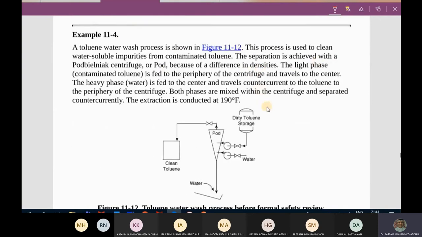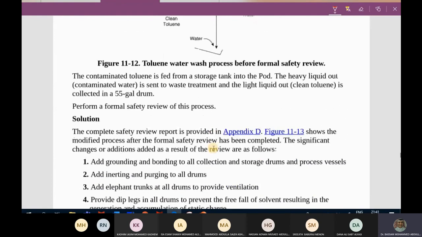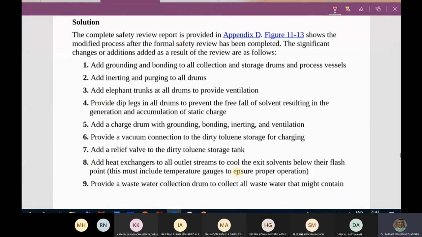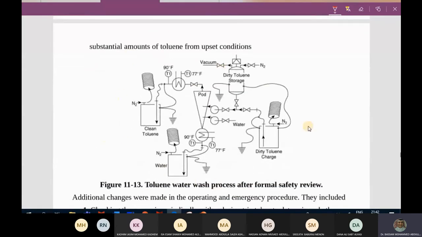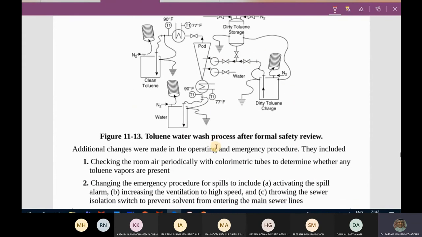Okay, this is another system, of 11.4. Again, some kind of a system here. You can go through this, but there's something added here where you need to add relief valves and some grounding because of static charges, and this is some kind of a shape where they decided to do this. They had added a lot of stuff, and that was like a formal safety review where they had all the information about everything within this plant.